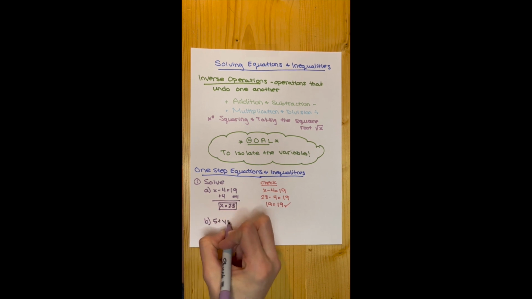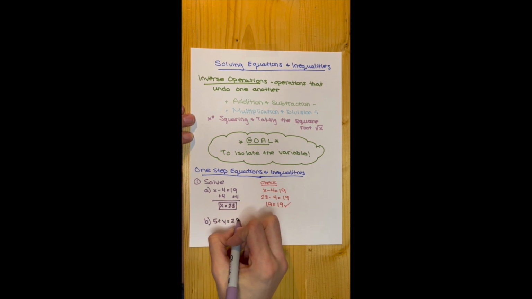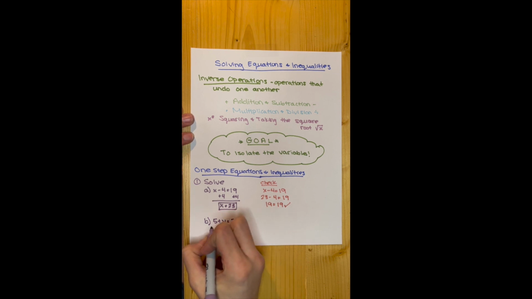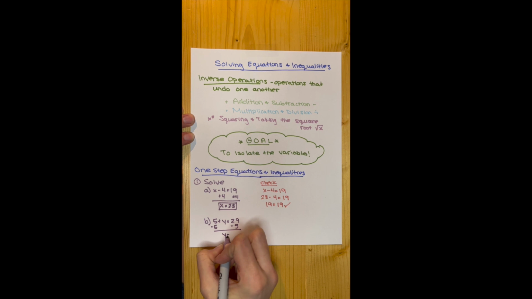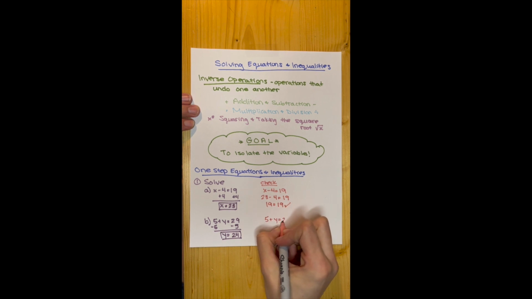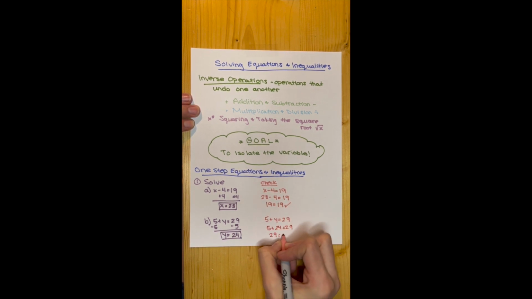Letter B, we have 5 plus y equals 29. We want to get rid of that 5, so we're going to subtract it, because 5 minus 5 turns into 0. And we get y equals 24. Now let's check it. We have 5 plus y equals 29, plug in 24 for y, and we get 29 equals 29, check.